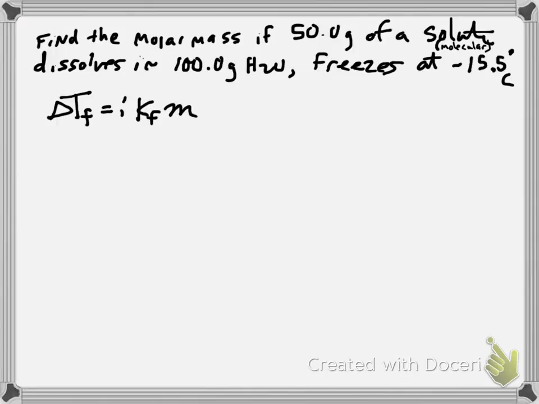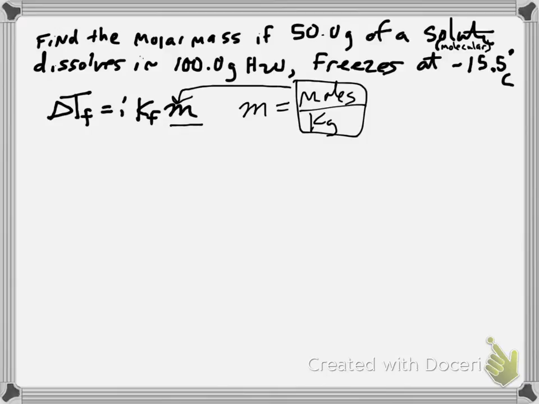is that molar mass is not in this equation. But we can derive it, starting with this equation, if we know a couple of things. First of all, molality is equal to the moles of the solute over the kilograms of the solvent. Now, what we can do is substitute molality and arrive at a new equation. Delta T is equal to i Kf times moles of the solute over the kilograms of the solvent.